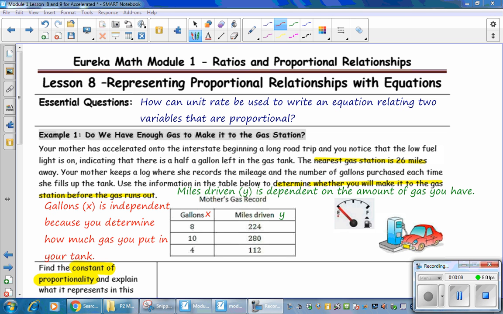Our essential question for Lesson 8: how can unit rate be used to write an equation relating two variables that are proportional? In example 1, do we have enough gas to make it to the gas station?